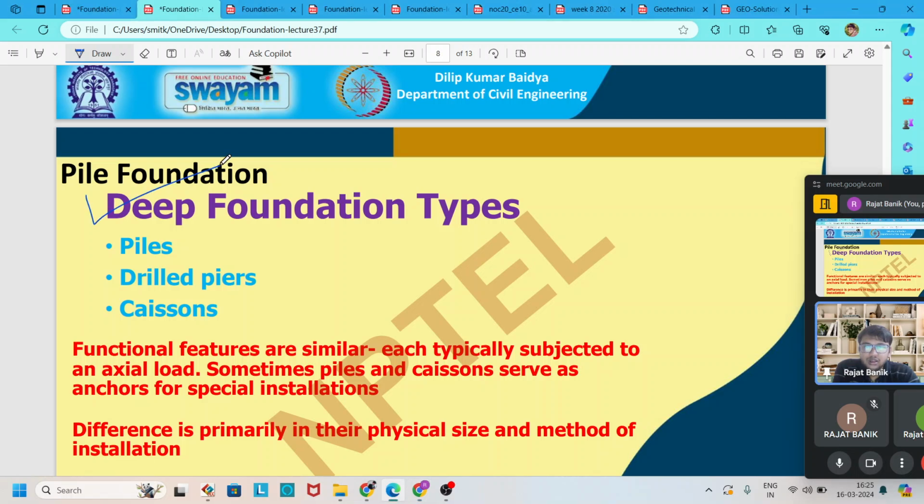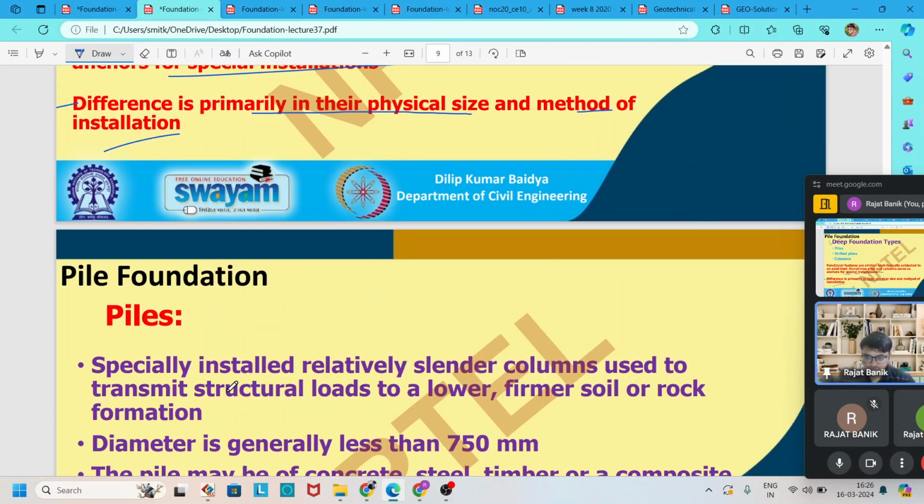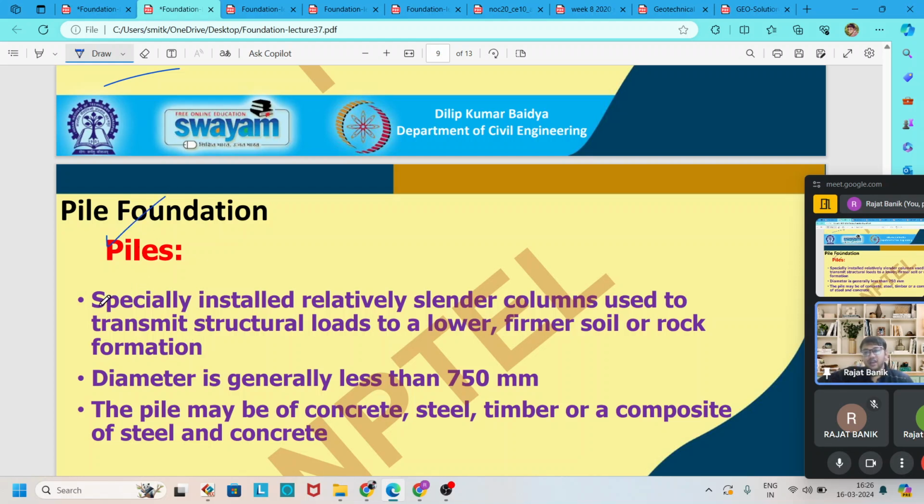Then different types of deep foundation like pile foundation, drilled pier, and caisson. So function and feature are similar, and each is typically subjected to axial load. Sometimes piles and caissons serve as an anchor for pressure installation. The difference is primarily in their physical size and the method of installation. Now pile foundations are specially installed relatively slender columns.